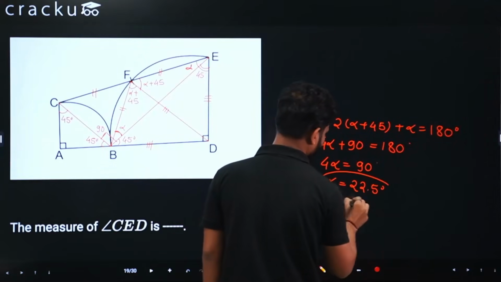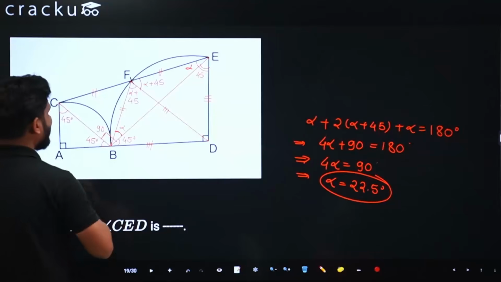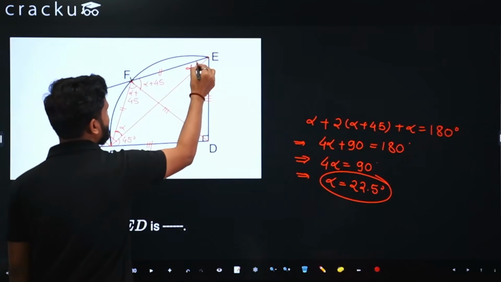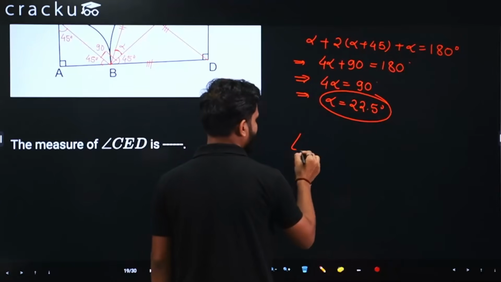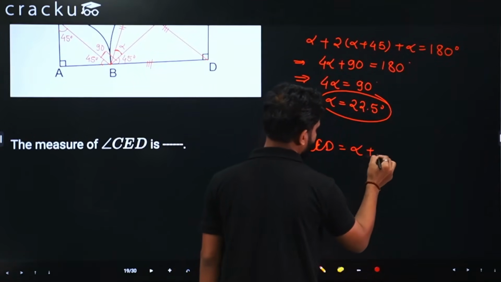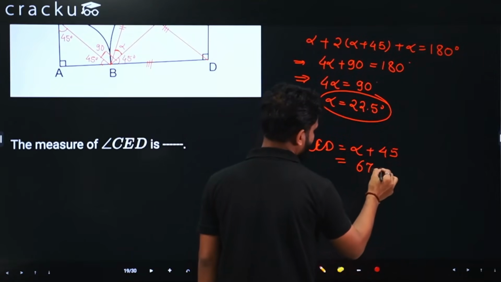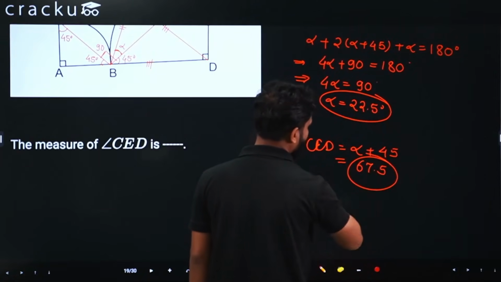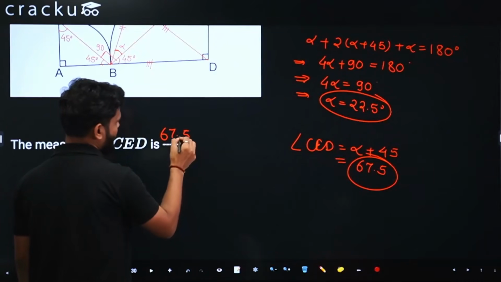Right? What I need to find? I need to find CED. I need to find this angle, and this angle is alpha plus 45. So angle CED will be alpha plus 45. Alpha is 22.5, so this will become 67.5. Hence the answer to this question is 67.5.